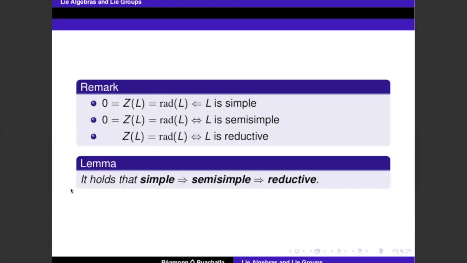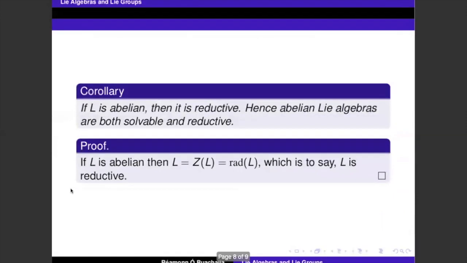And then we just summarize here in this slide what I said before. Simple implies semi-simple implies reductive. Okay. A corollary of this observation is that if L is abelian, then it is reductive. Okay.